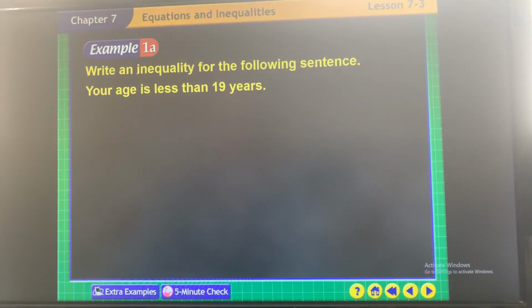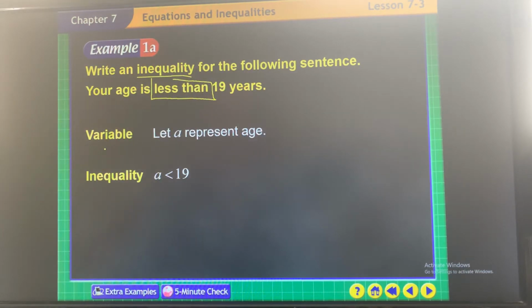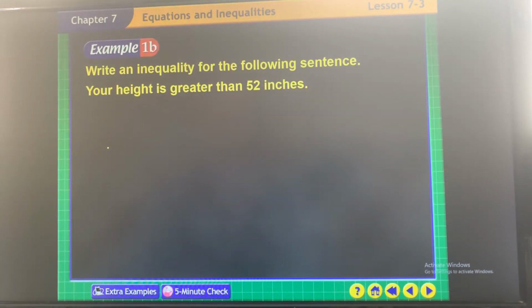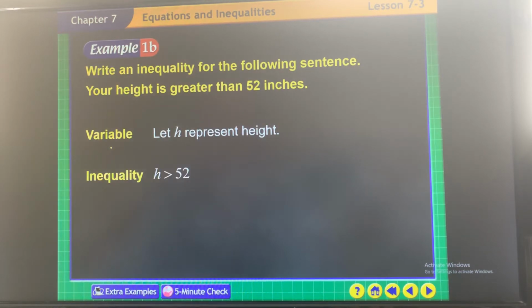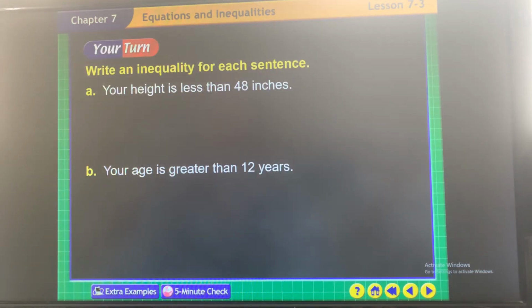So write an inequality for the following sentence. Your age is less than 19. So A is less than 19. Your height is greater than 52, so H is greater than 52. So it's just being familiar with the symbols. Remember that it points to the small number and it opens to the larger value. Your height is less than 48 and your age is greater than 12.